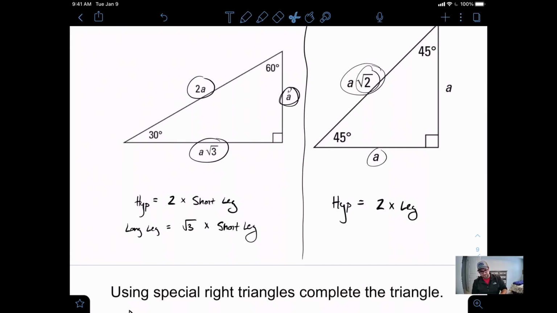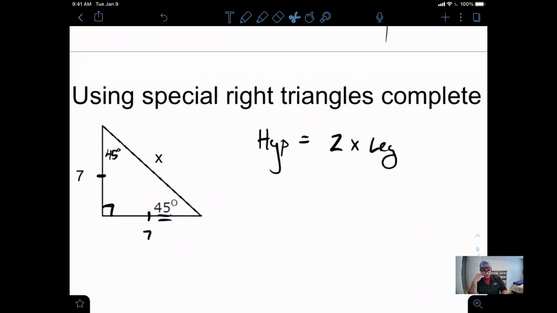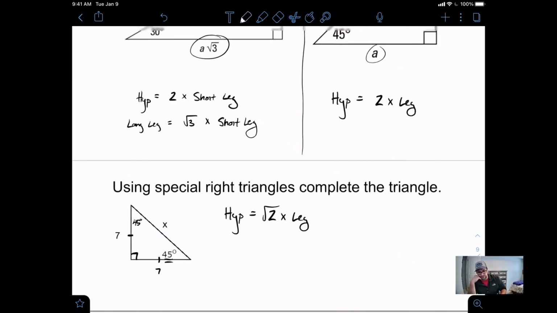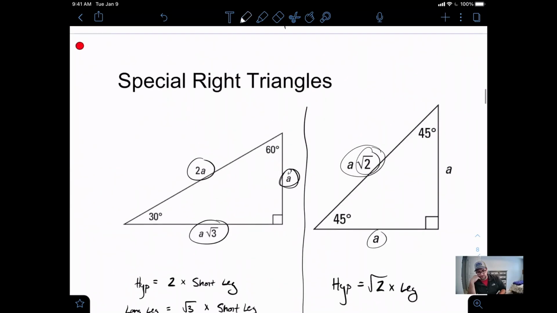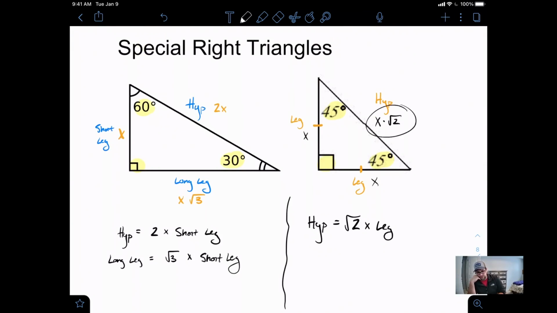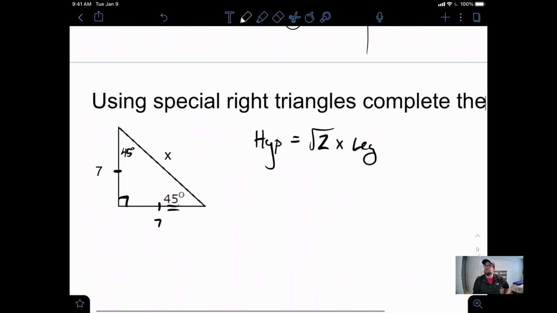That my hypotenuse is equal to the square root of 2. I don't know why I didn't put the square root on that. I've got to go back. Square root of 2 times the leg, square root of 2 times the leg. Put the square root up here. I just didn't copy it down right. So our hypotenuse is going to be equal to the square root of 2 times whatever our leg length is.